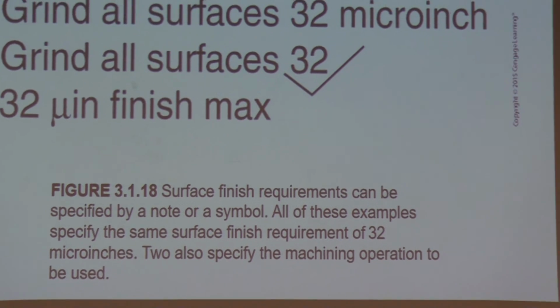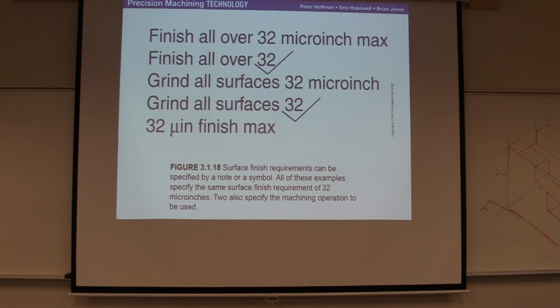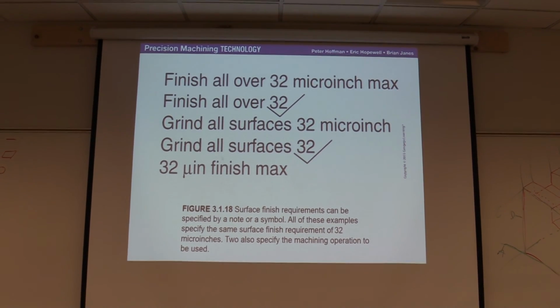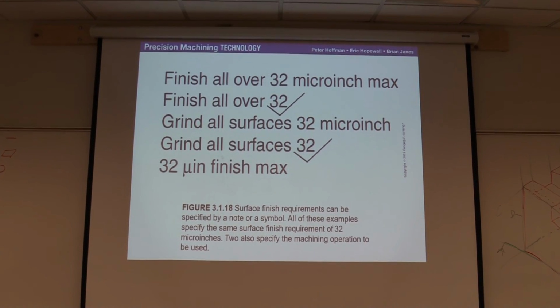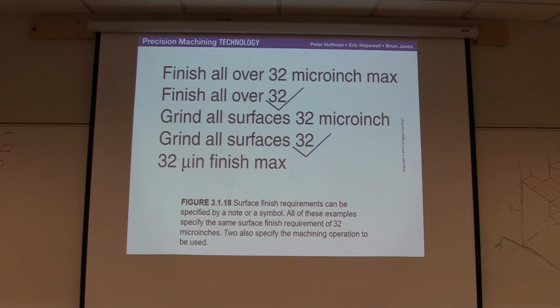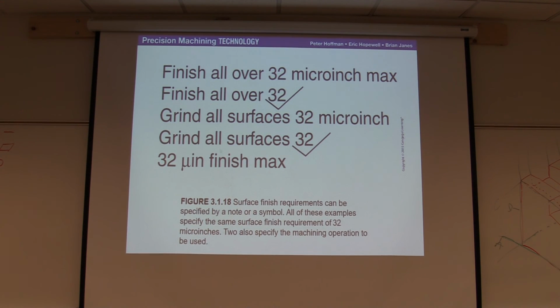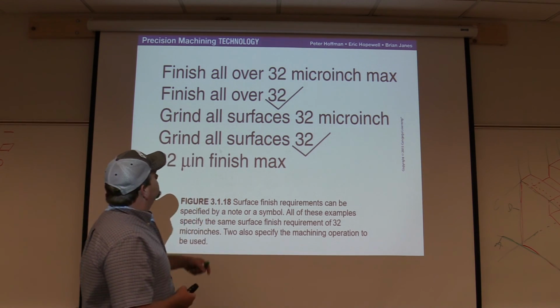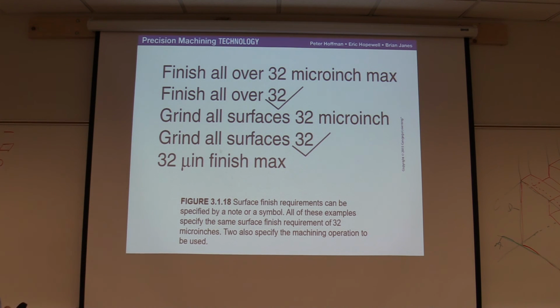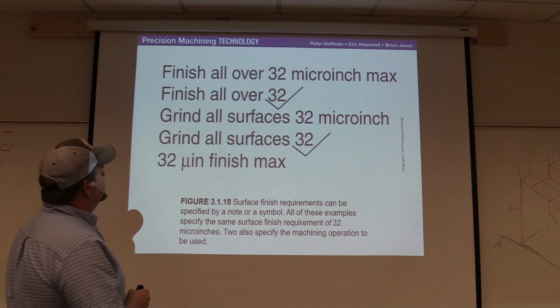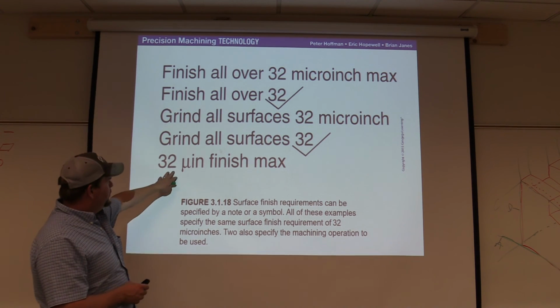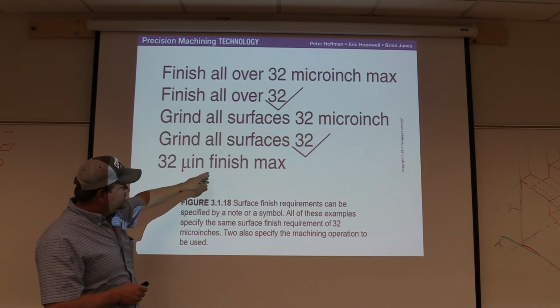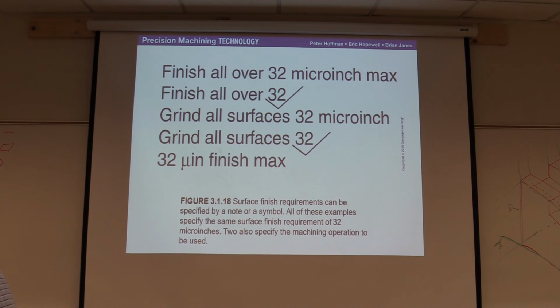All right, finish all over. So when we are doing a surface finish, this symbol, that check symbol, basically is talking about our surface finish. We measure surface finish by micro inches. It's saying that finish all over 32 micro inches max. Finish all over 32 micro inches. It may be grind them all. 32, the micro inches symbol as well, finish max.